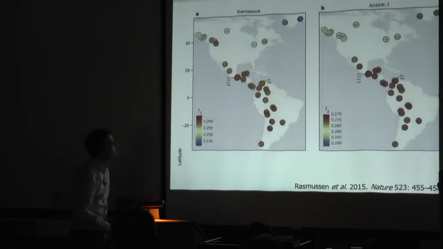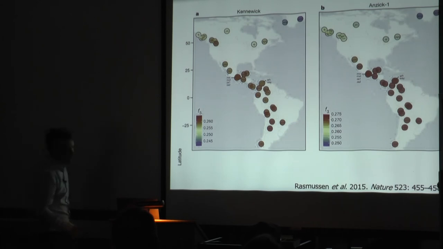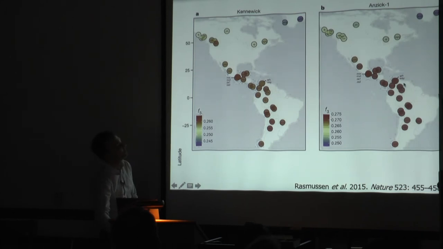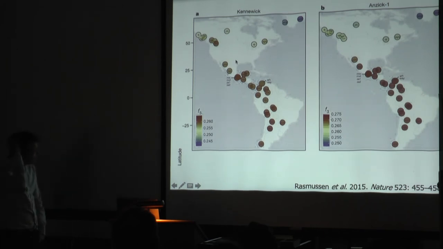There's a map that shows, within the Americas, the affinities to different groups. You see a very close signal of stronger affinity to some of the southern groups, whereas the Kennewick Man also has some affinity to some of these groups up here, particularly this Colville tribe. But there's also some genetic relatedness there.